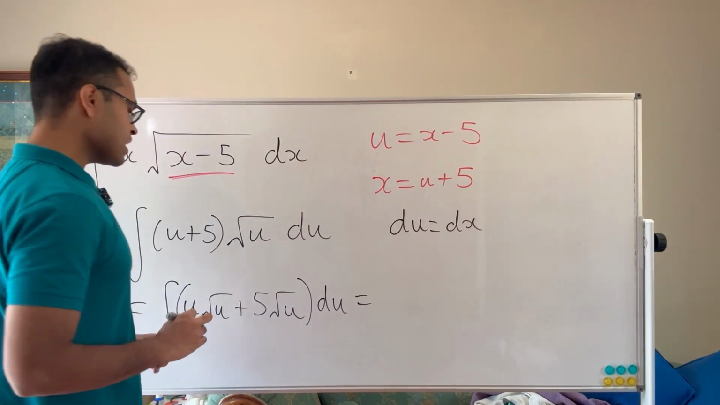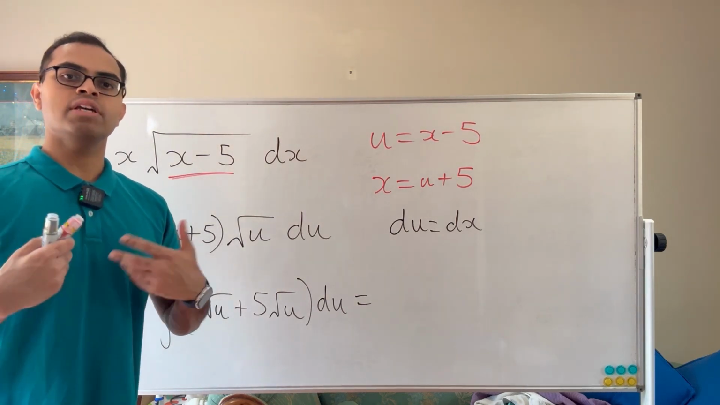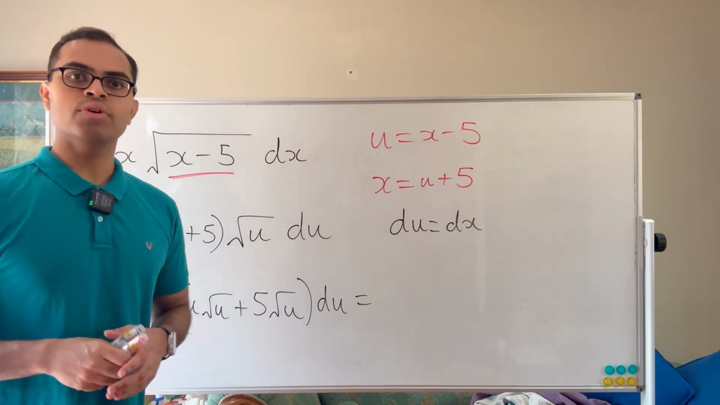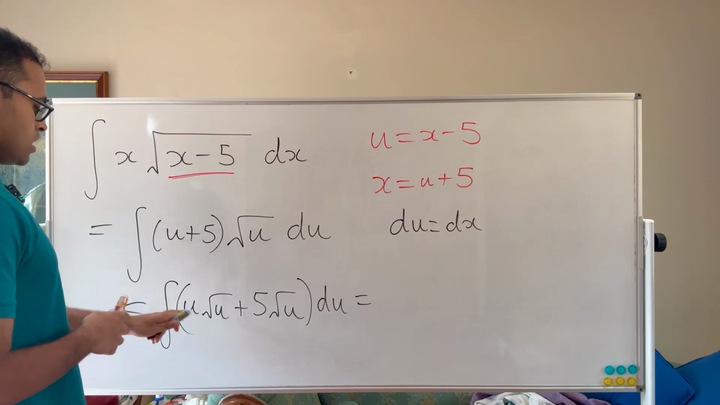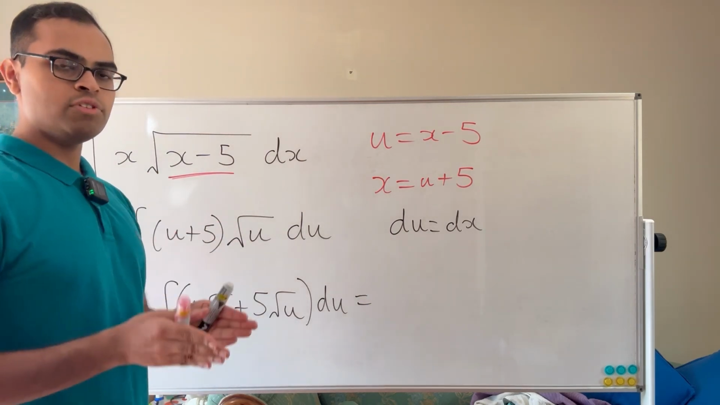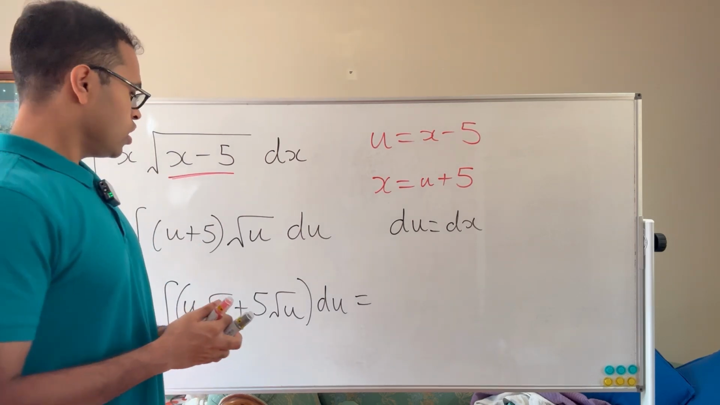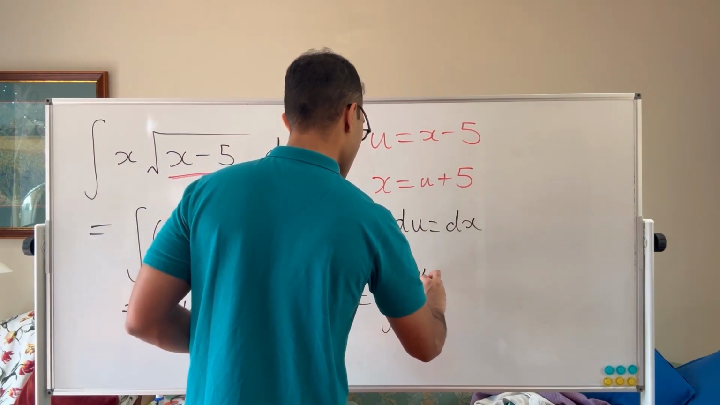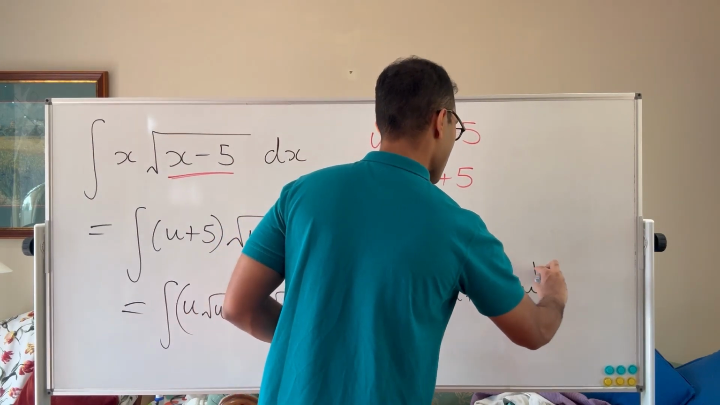And now what's that going to be? So again, I always recommend when you see products of expressions involving square root u, 1 over u, etc., or powers of u, just write it as a single power and then apply the power rule. So here we see u times u power half. Square root u is u power half. So u power 1 times u power half is u power 1 plus half, which is u power 3 halves. So I'm going to write this as the integral of u power 3 halves du plus 5 times the integral of u power half du.